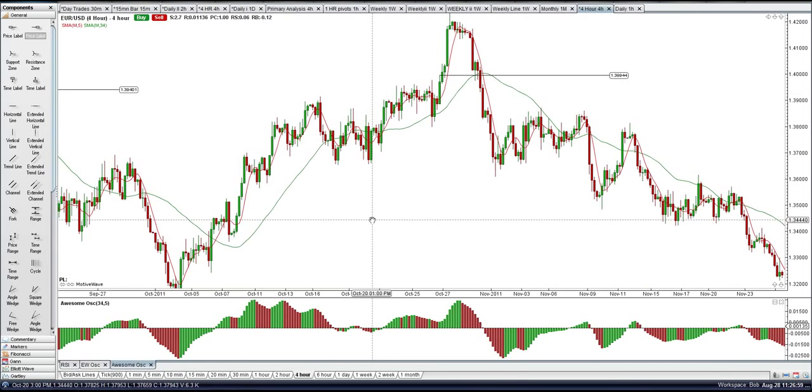So here we have a 4-hour chart of the Euro US dollar with the Awesome Oscillator. One thing I want to point out is this is the same thing as the Elliott wave oscillator. So if you have charting software that has the Elliott wave oscillator but not the Awesome Oscillator, same thing. You could also use a MACD histogram if you can set it to the 34, 5 simple moving average at midpoint.